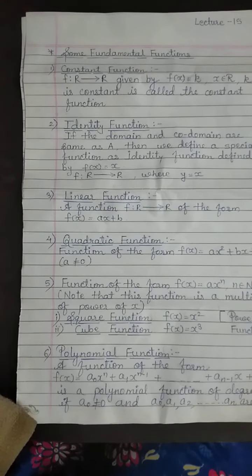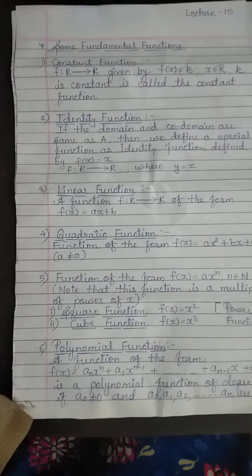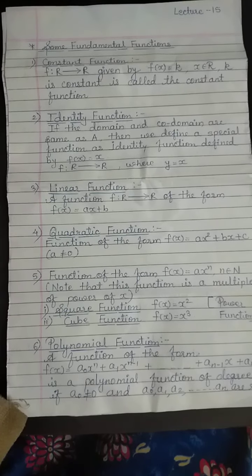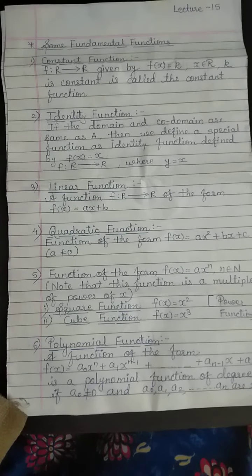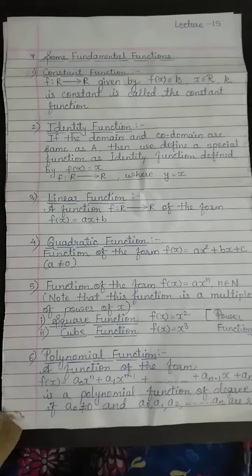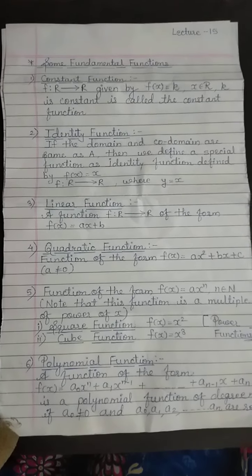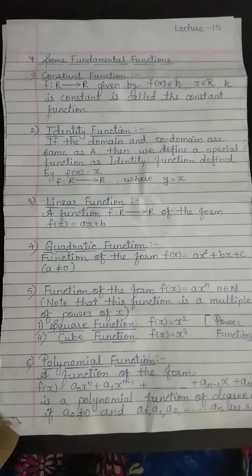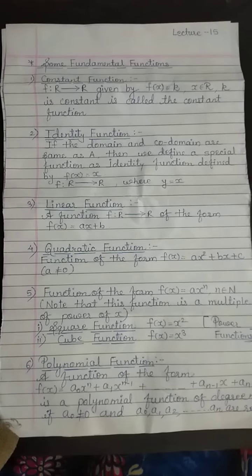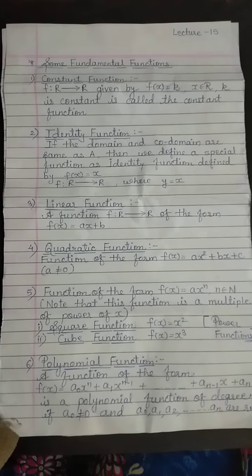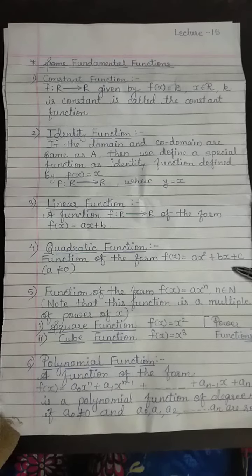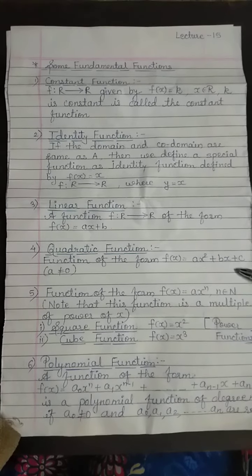Now quadratic function. Function of the form f of x is equal to ax square plus bx plus c, including the condition that a is not equal to 0. Now here the power of x is 2. So we can say that this is a polynomial of order 2. So this is quadratic function, and f of x can be of the type 3x square plus 2x plus 1 and so on.